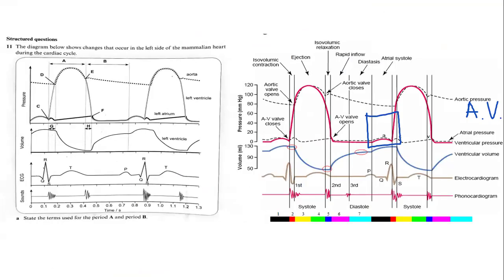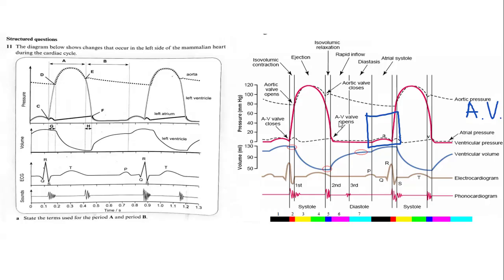So let's go again. Leonie, what does C represent? The bicuspid valve. What is happening in the bicuspid valve at C? It is closing. Very good. What's happening at D? At D, the aortic valve is opening. Very good. What's happening at E? At E, the aortic valve will close.